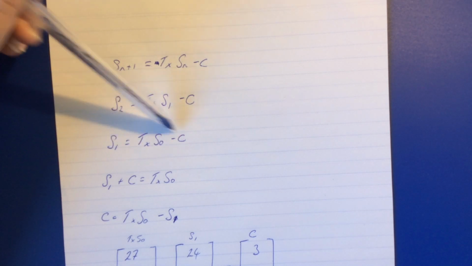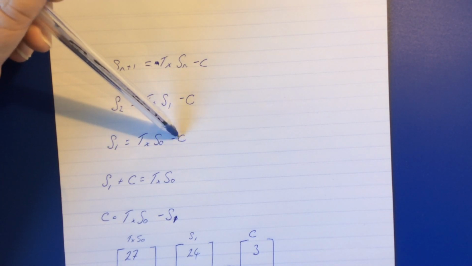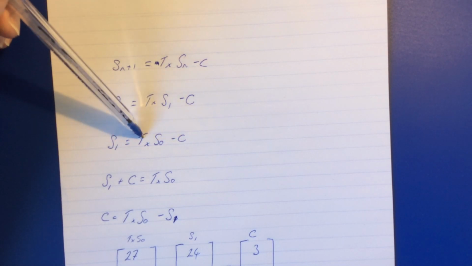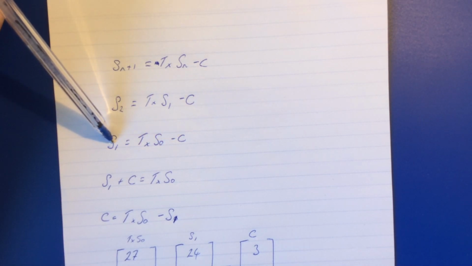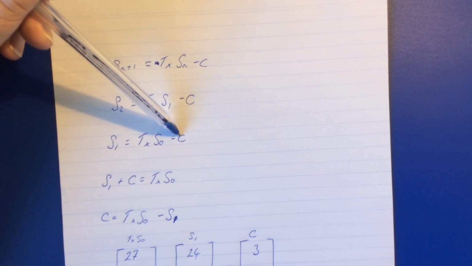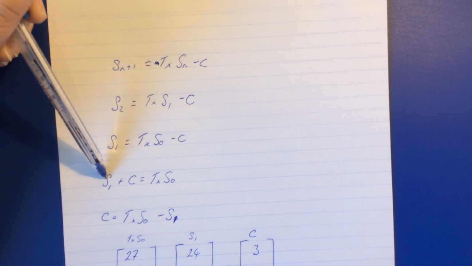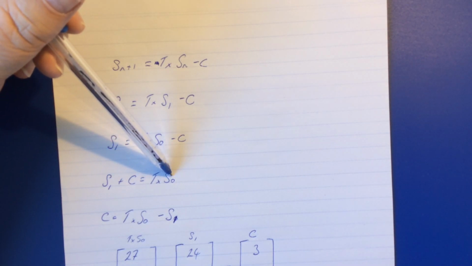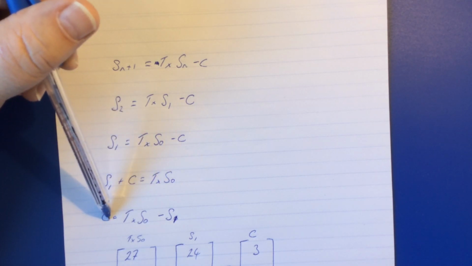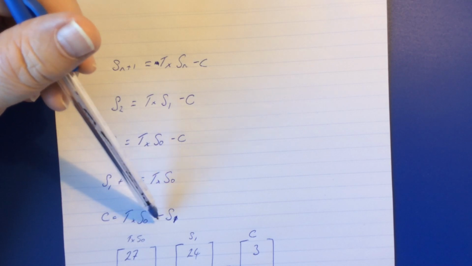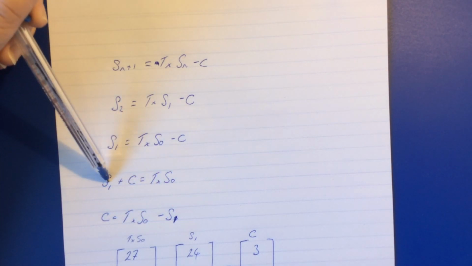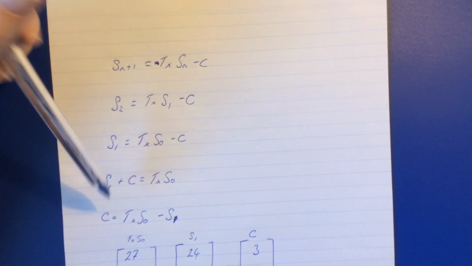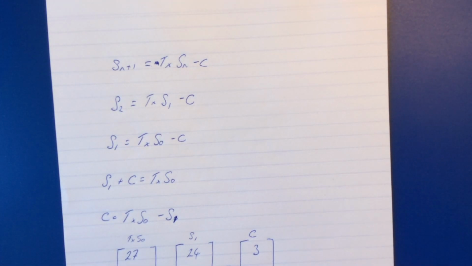Now, from this point, we need to isolate C. We need to find a way of finding C. We have this, and we have this. So we're just looking for this. So S1 plus C will equal T times S0. C is equal to T times S0 minus S1. That's the algebra. Now we put this into action.